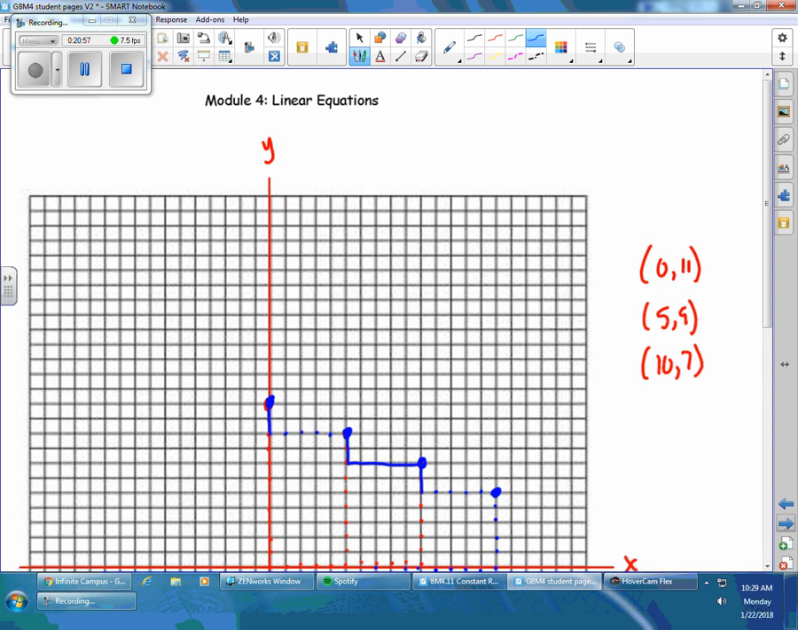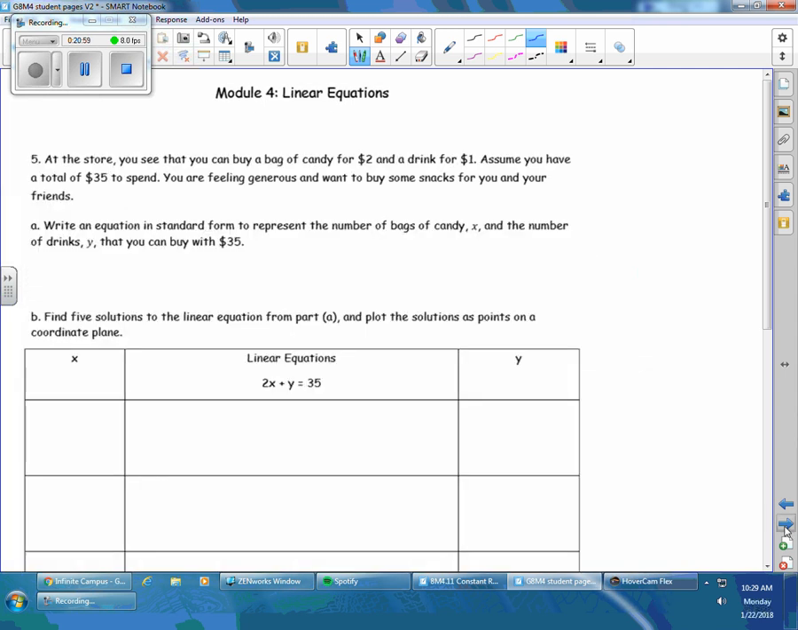Let's look at the next problem. I know it's 20 minutes. You're going to hang with me just to get through this next part of the problem. At the store, you see that you can buy a bag of candy for $2 and a drink for $1. Assume you have a total of $35 to spend. You are feeling generous and you want to buy some snacks for you and your friends. Write an equation in standard form to represent the total number of bags of candy, x, and the number of drinks, y, that you can buy with $35.